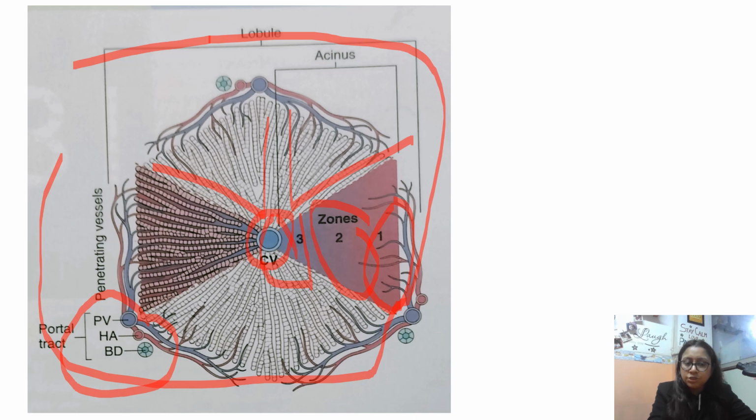You can see the branches of these three, and they enter the hepatocytes. All these hepatocytes are arranged in simple lengthy cords, and in between the cords they have vessels. This is the portal vein, hepatic artery and bile duct. This one triangle is one acinus, so there are 6 acini in one lobule.